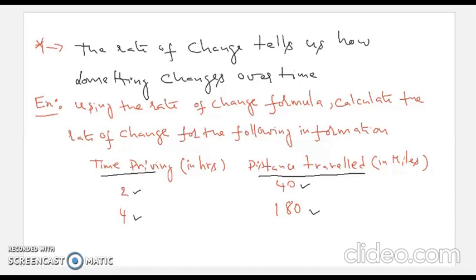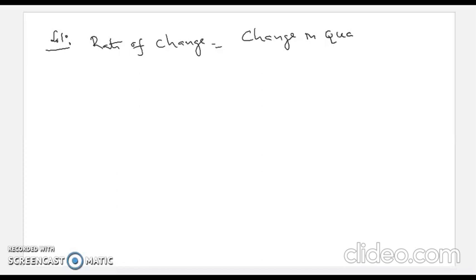Next, to find the rate of change we use the basic formula here. All of you know the basic formula. So solution: rate of change is equal to, what is the basic formula? Yes, change in quantity 1 or first quantity by change in the second quantity or quantity 2.